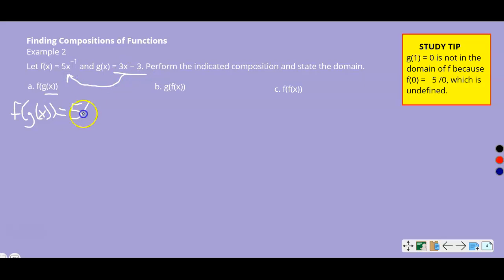So we're going to have 5, and then put this in parentheses, 3x minus 3 to the negative 1 power. And we know when you have something to the negative 1 power, properties of exponents says you move it to the bottom. So we're going to have 5 over 3x minus 3. Everything in parentheses is raised to the negative 1 power, which means it gets moved to the bottom. Again, that's per properties of exponents.